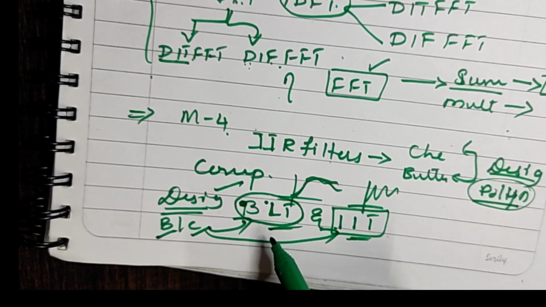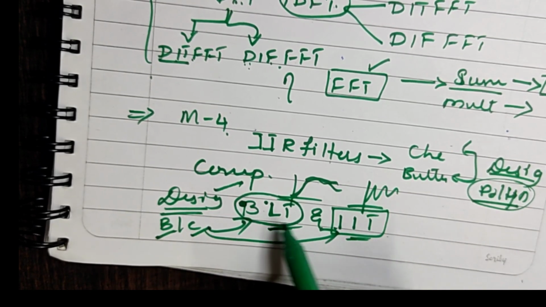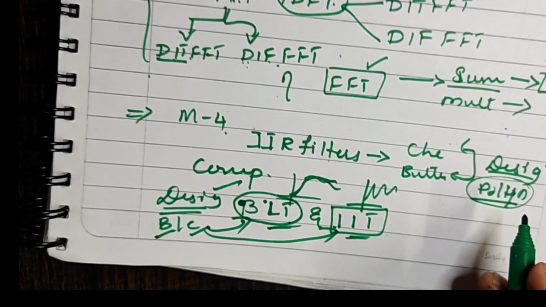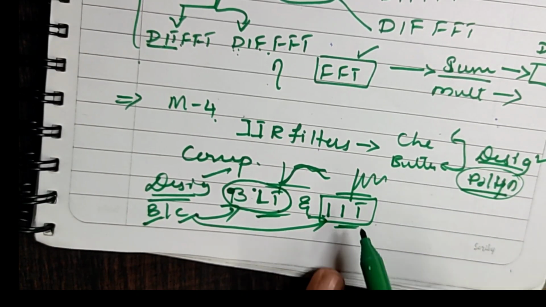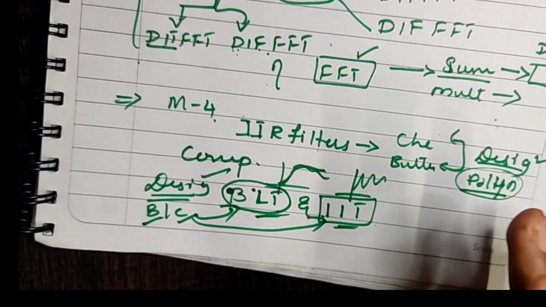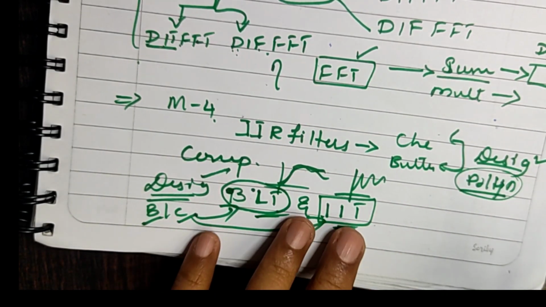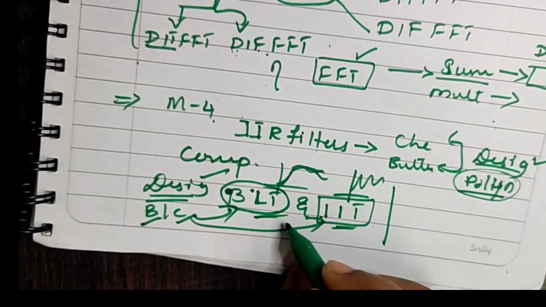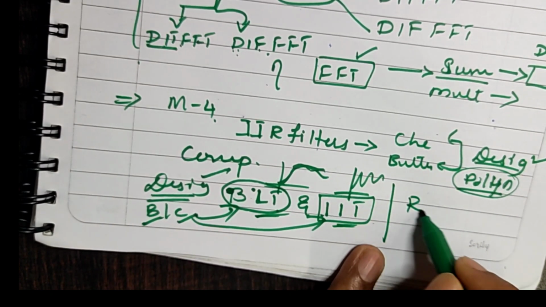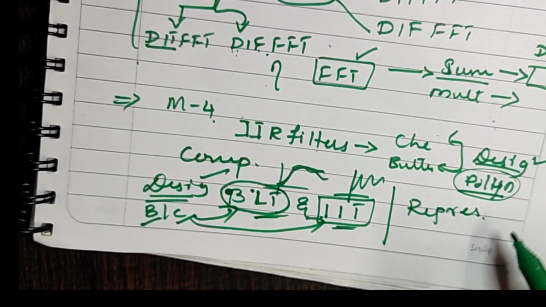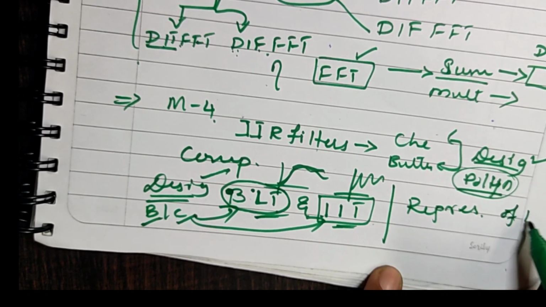These two methods are very easy, definite ones: the bilinear transformation method and the impulse invariance technique. They are fixed types, with a procedure; if you follow it, you can complete the task. Along with BLT and IIT, you have the representation of IIR filters, which we have already discussed.